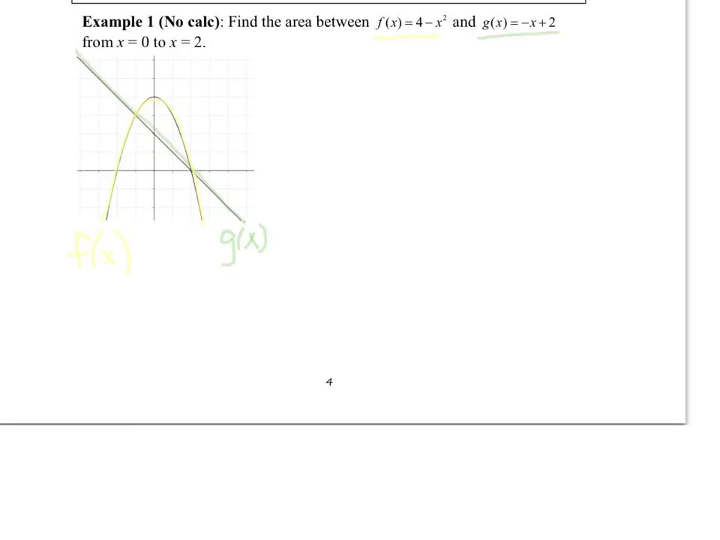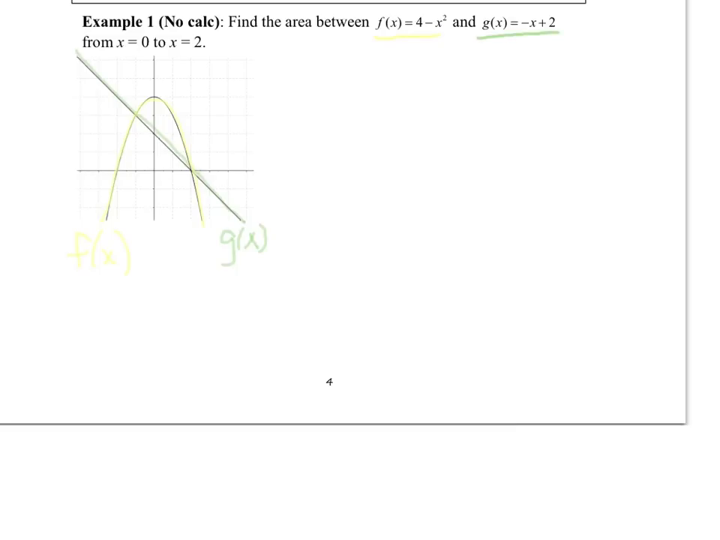Okay, just a reminder that x squared is parabolic in shape. This is minus, which means it's going to be reflected upside down. And this is a positive 4, so it's going to shift up by 4. That's where we're getting that from. And the negative x plus 2 is self-explanatory. All right, so find the area between these two things.